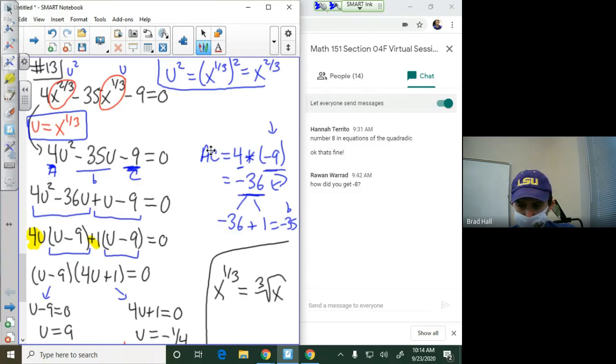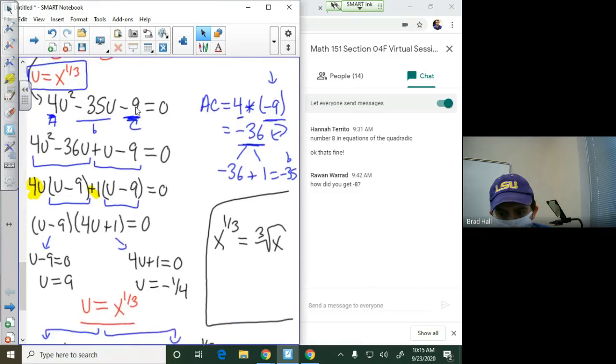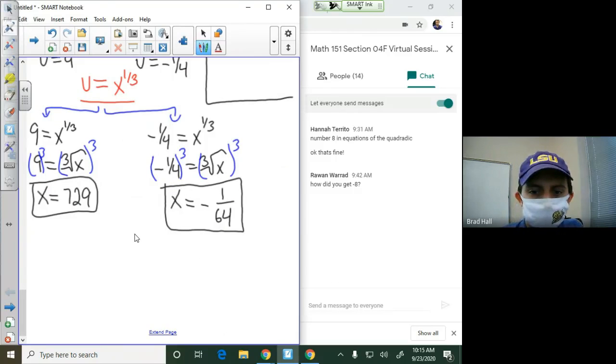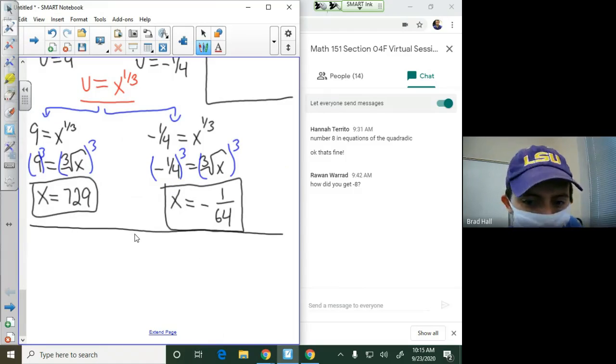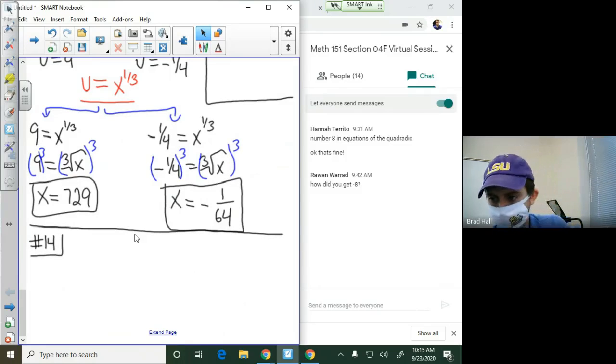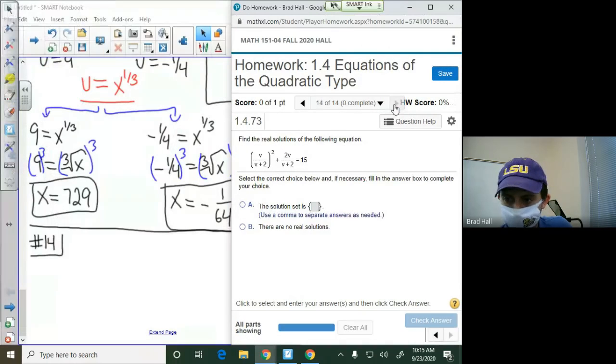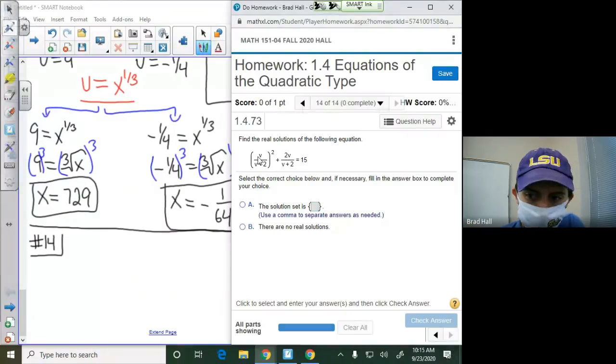Sometimes that helps, but besides that, I will go ahead and do one more problem from the homework. And this will be problem 14 from the homework. So this one definitely is a little tricky as well.